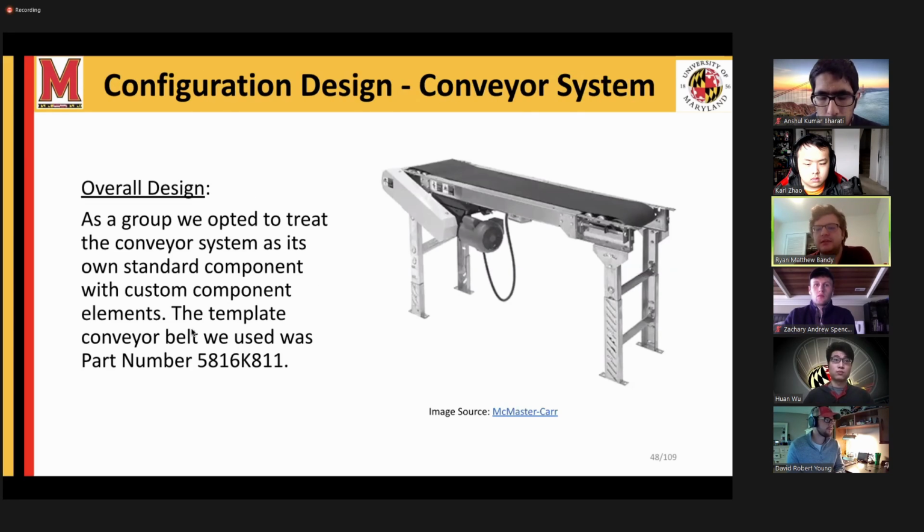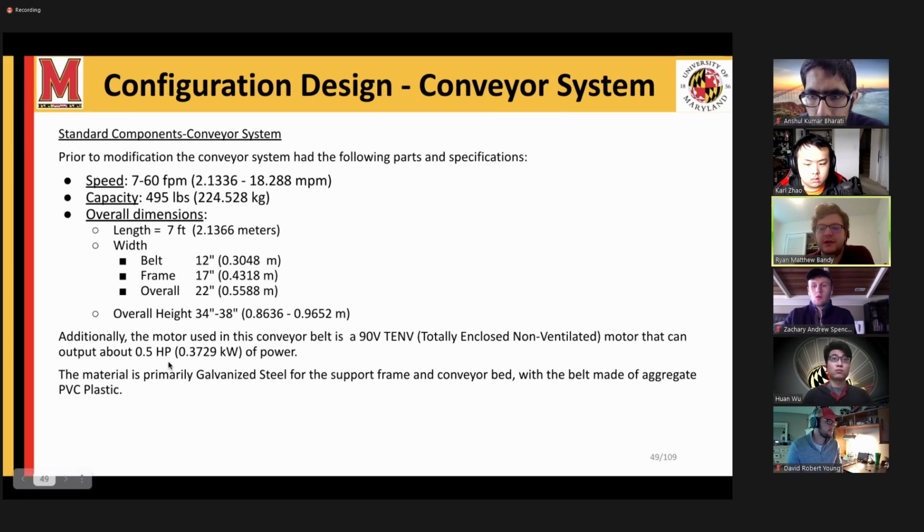As a group, we opted to treat the conveyor system as its own standard component with custom component elements. The template conveyor belt we used was part number 5816K811, located on the McMaster-Carr website, and contains all the necessary components needed to assemble it. Since we chose to treat the conveyor system as a standard component, each of the specifications listed on the McMaster-Carr website are already predetermined. The key information to note is the width of the belt is about 12 inches or 0.3048 meters, but there is also a frame width of 17 inches and an overall width of 22 inches.